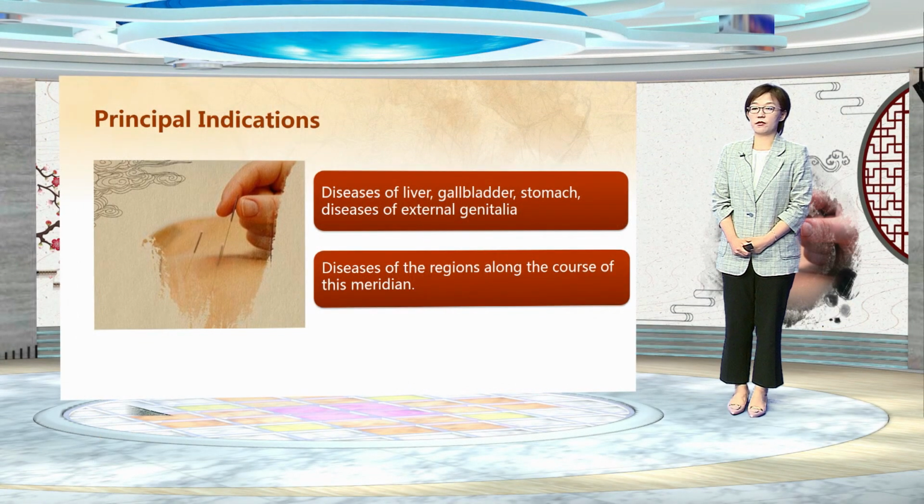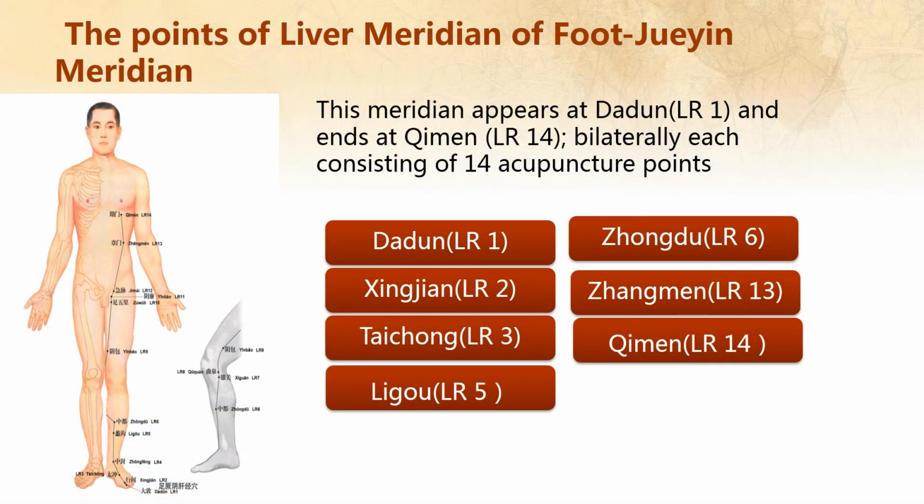The principal indications of the liver meridian of foot Jueyin include diseases of the liver, gallbladder, stomach, and external genitalia, and other diseases of the regions along the course of this meridian. This meridian begins at Dadun LR1 and ends at Qimen LR14, bilaterally, each consisting of 14 acupuncture points. Next, we will learn the key 7 acupoints.